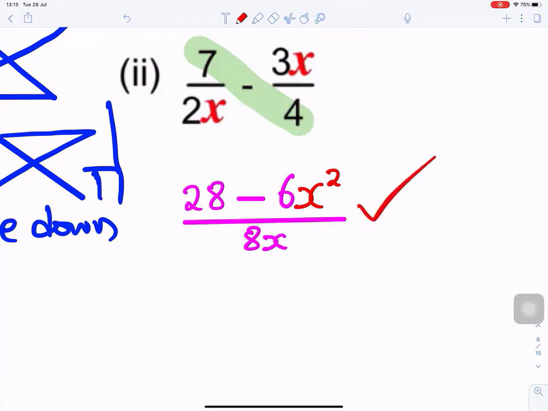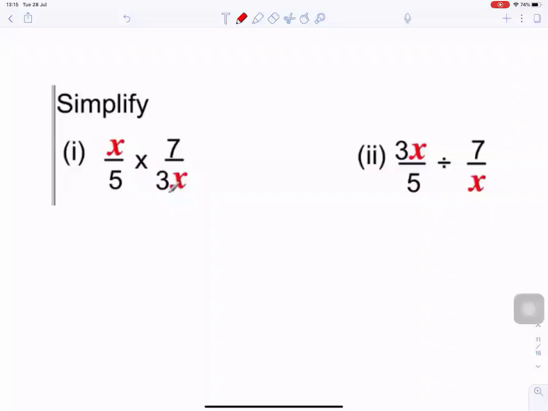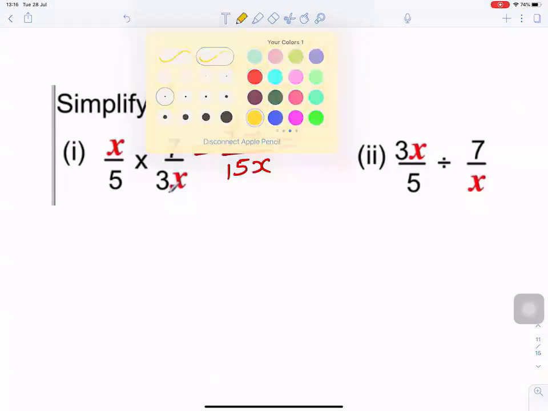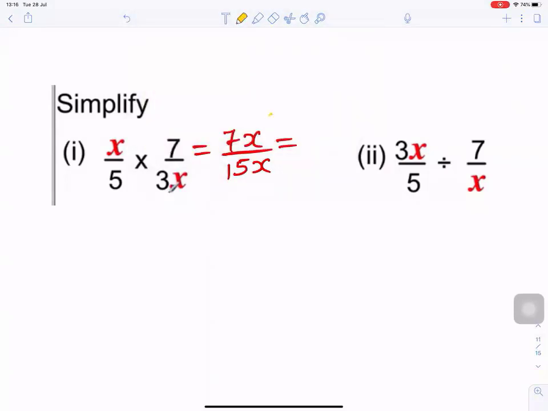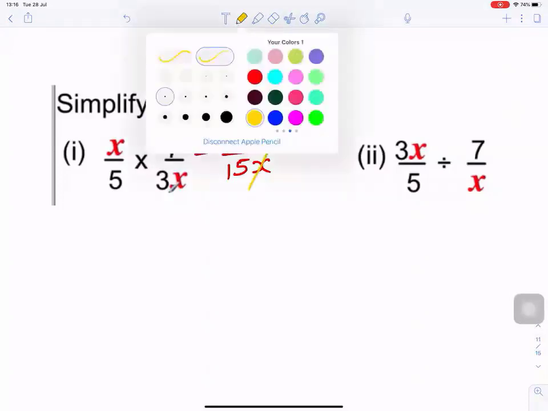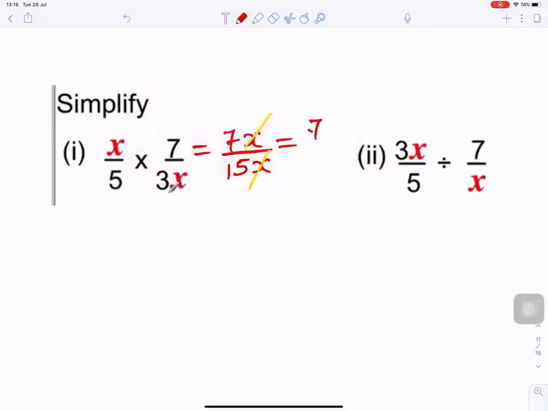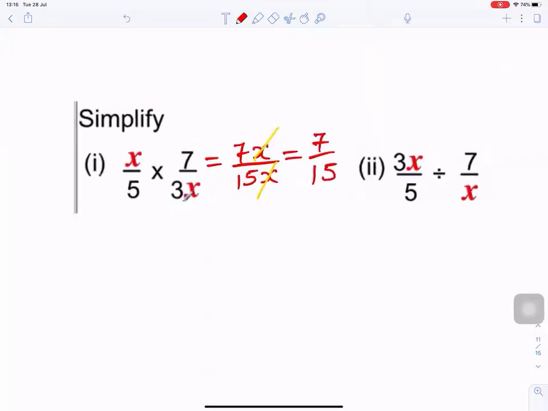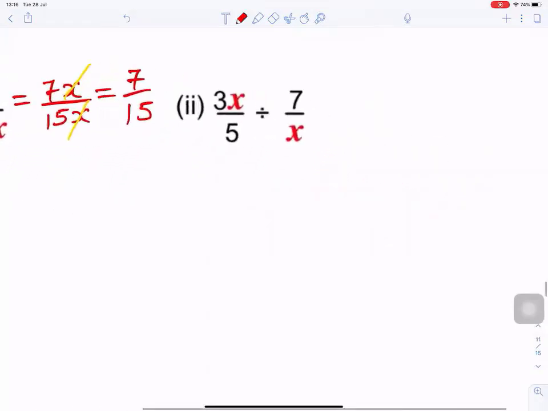That's another great effort on that. Nice one. Well, x times 7, and then 5 times 3x, which is 7x over 15x. But is that all for this one? Can you simplify more? Oh yeah, I can. Just 7 over 15. So this will cancel, and you end up with 7 over 15.